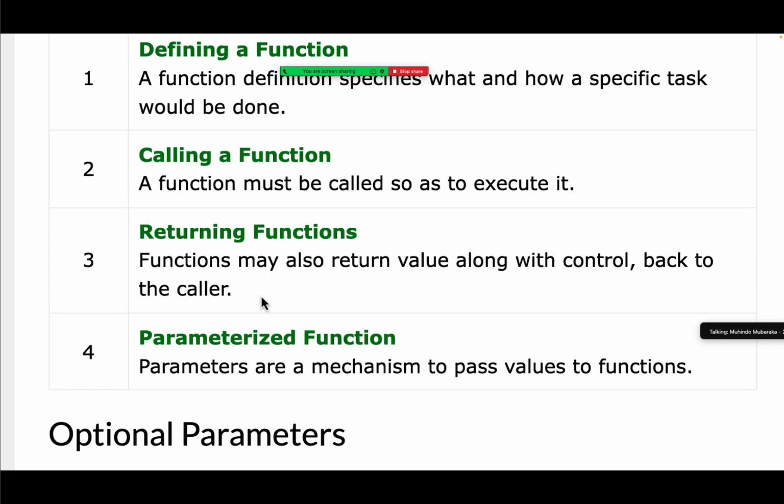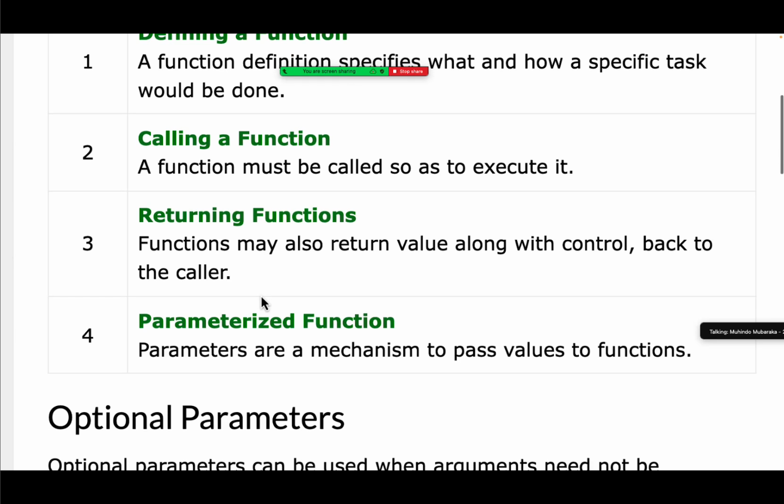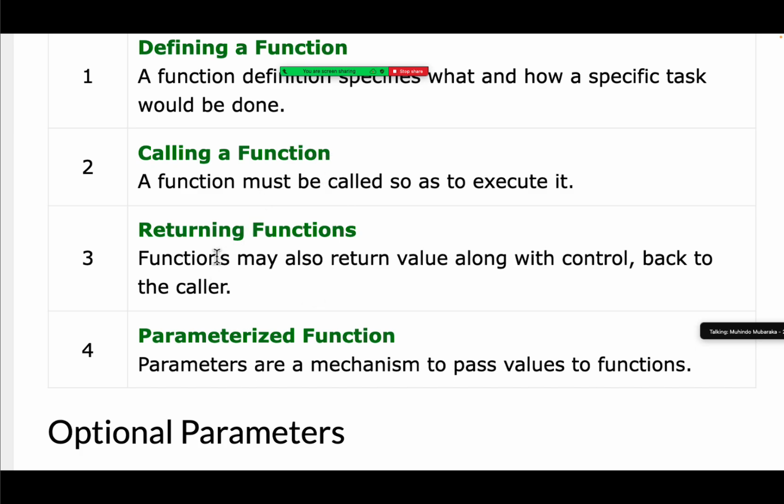Or execute it. Then returning means that you're returning something. A function is expecting you to process something and give something back. So that's what we call returning. We're going to look at all these examples.